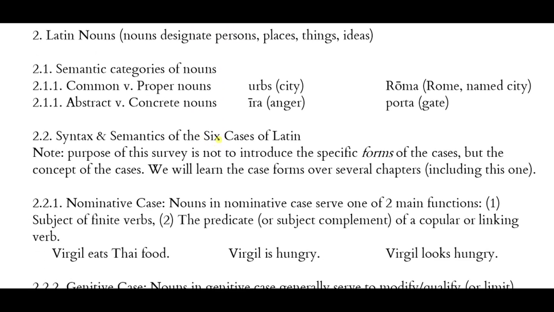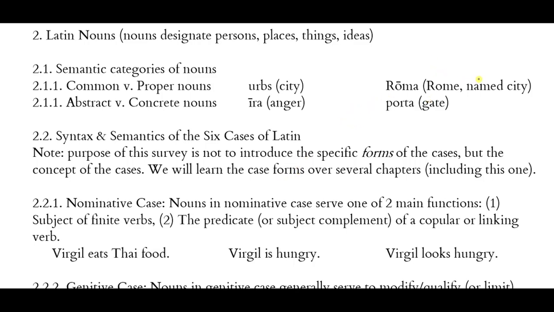We'll transition here. Nouns are words that are used to designate persons, places, things, or ideas. And we could think of semantic categories for nouns. We could speak of common nouns versus proper nouns. So here we have urbs for a city. This is any city. This is naming a category of thing called a city. That's a common noun. Versus Roma. And here we're designating a specific noun that is a city. A noun with a name, like Rome. So that's a named city. That's what a proper noun is.